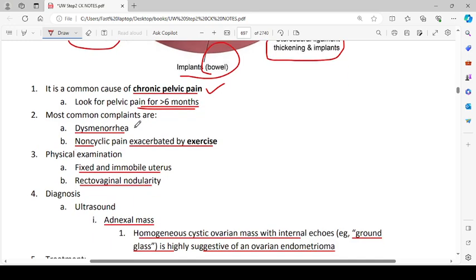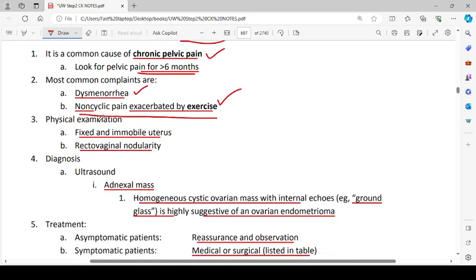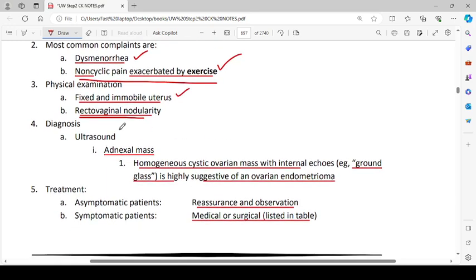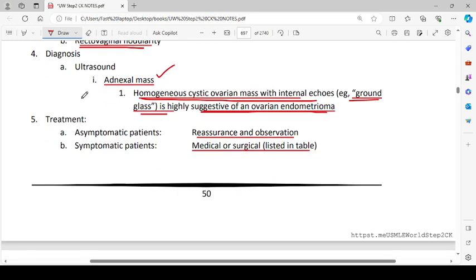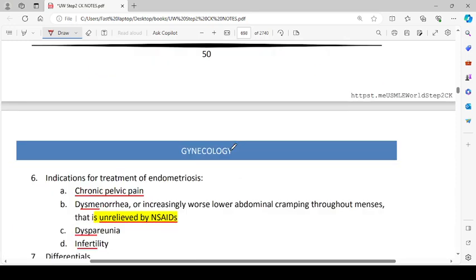Most common complaints are dysmenorrhea and non-cyclic pain exacerbated by exercise. Physical examination shows a fixed and immobile uterus and rectovaginal nodularity. Diagnosis is on ultrasound. There will be an adnexal mass. A homogeneous cystic ovarian mass with internal echoes, for example, ground glass, is highly suggestive of an ovarian endometrioma. Treatment: for asymptomatic patients, reassurance and observation. For symptomatic patients, medical or surgical, that is listed in the table.